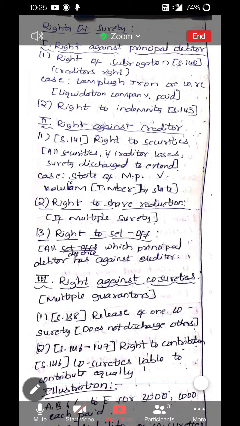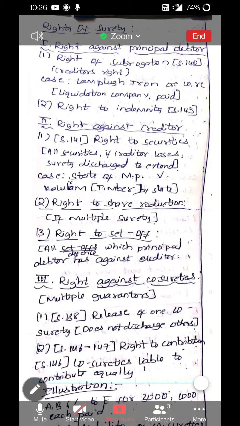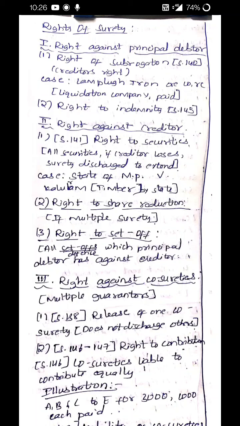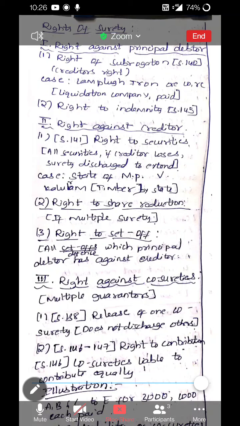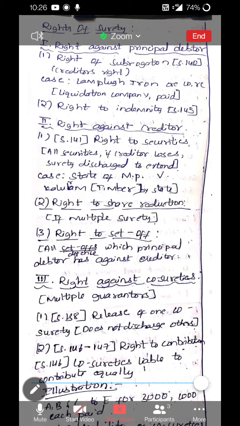The next right is right to share reduction. If there are multiple sureties, multiple persons who give a guarantee for the principal debtor, then there is a right to share reduction. They will share their money to pay. Right to set off: all set-offs which the principal debtor has against the creditor. So all the defenses that the principal debtor has against the creditor, like the right to sue or any other defense, will pass to the surety. Those defenses. The next is right against co-sureties.